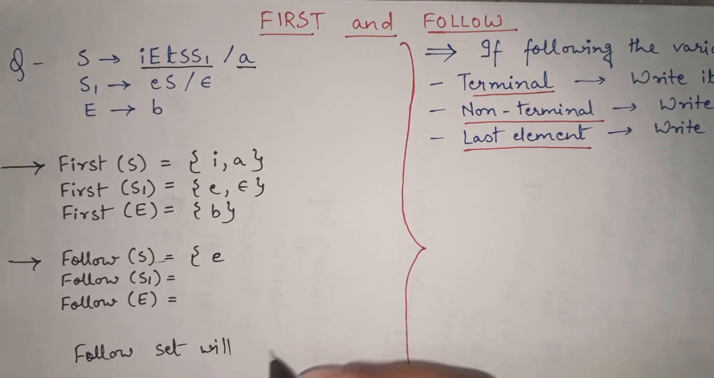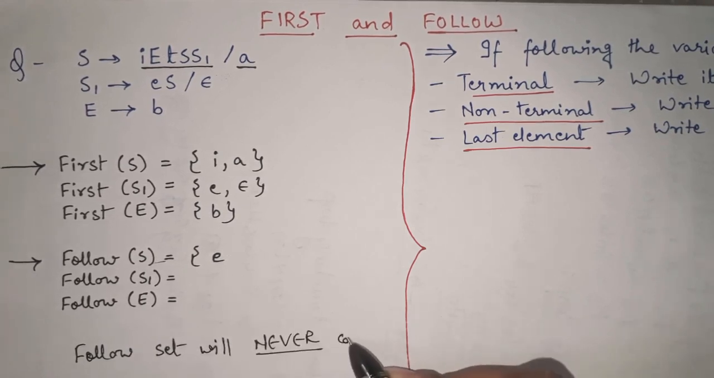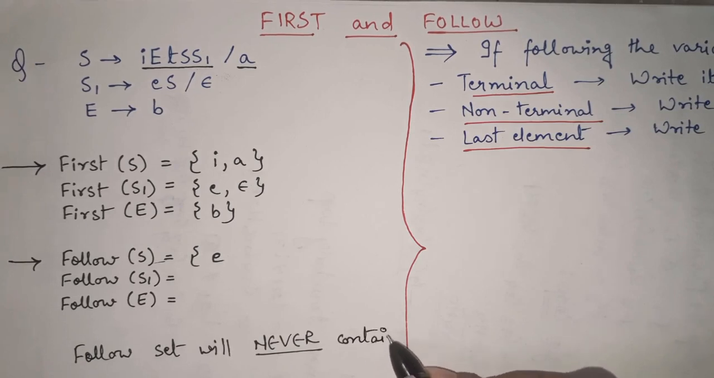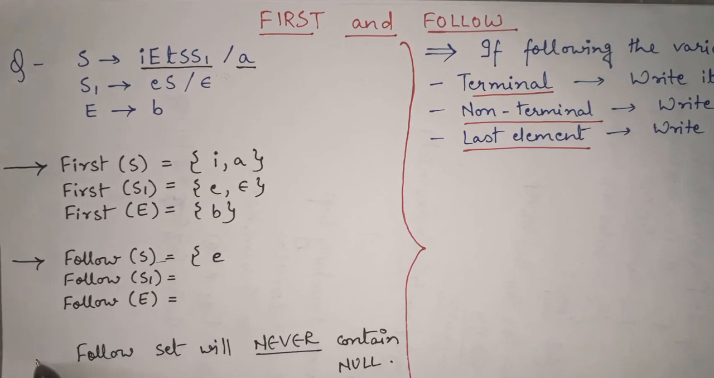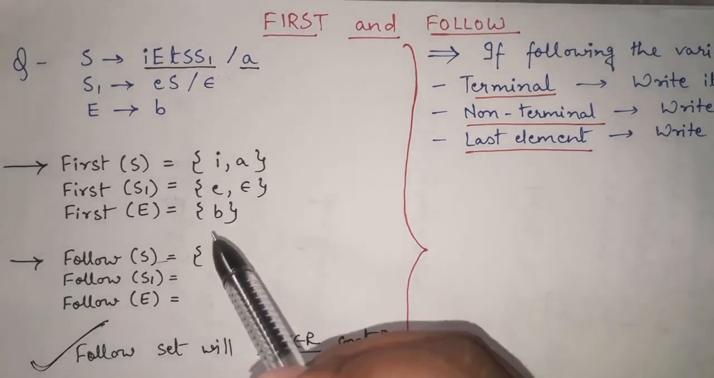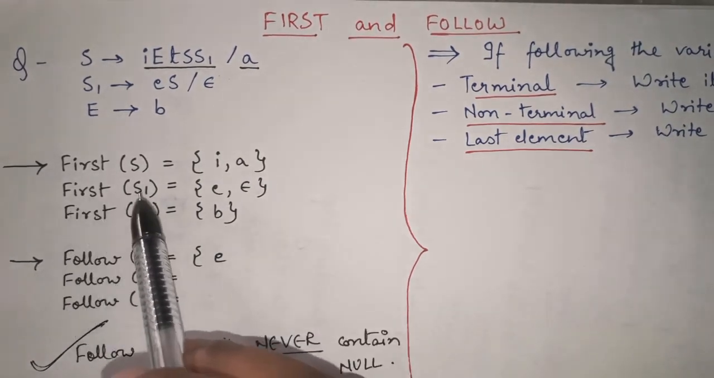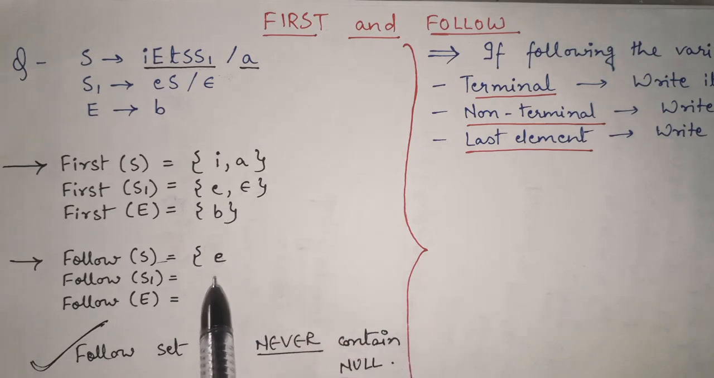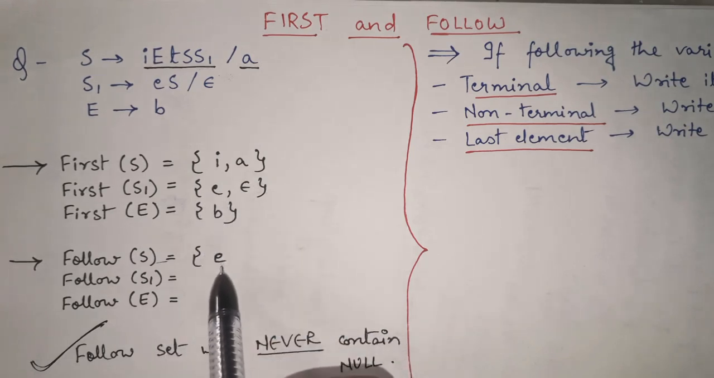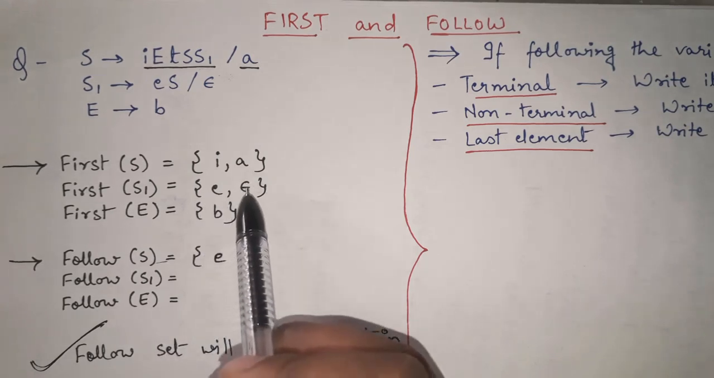will never contain null or epsilon. Fine, this is an important point. So here the first set of S1 is E and null. We have written E as it is, but we cannot write null as it is.